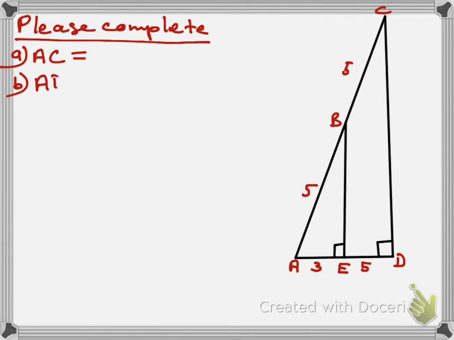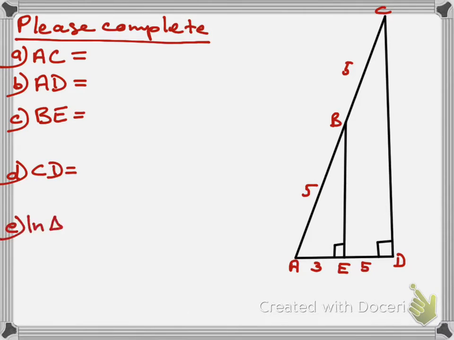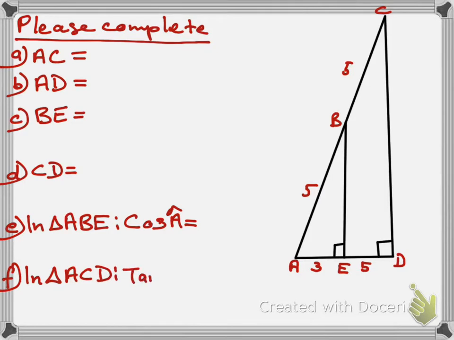First of all, find AC, find AD, find BE, find CD, find cos A in triangle ABE, and find tan C in triangle ACD. Right. So I hope you pause and then try to attempt those questions and then press play to see if you can get it.